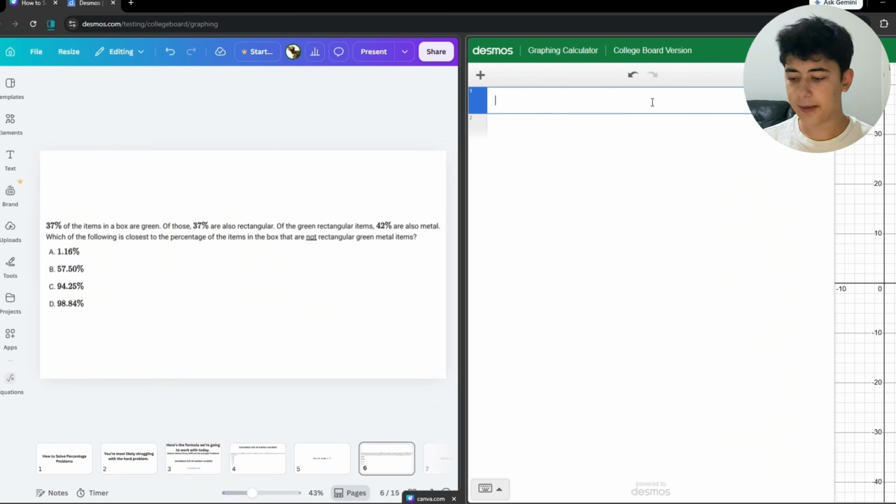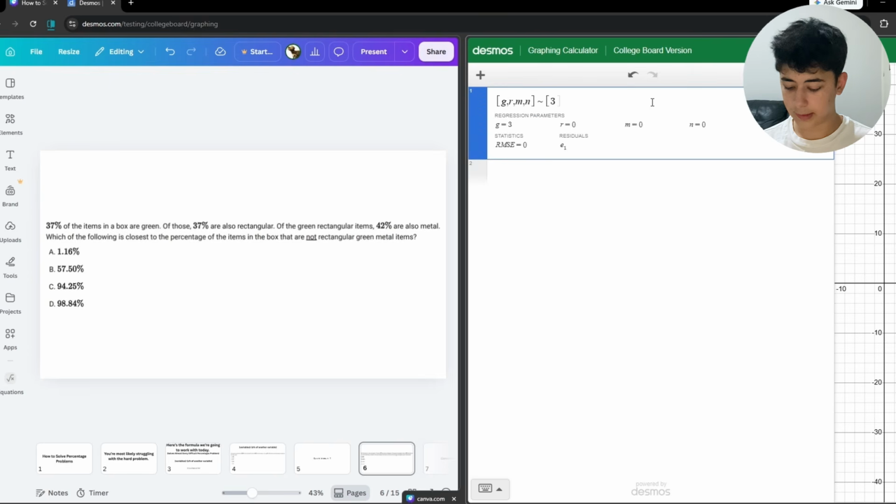It's going to be the same as the last problem, but here you're going to have to designate your own variables. So for green items, you're going to write G, for rectangular ones R, and for metal ones M. As for non-rectangular green metal items, you're going to use N. And now on the other side of the list, we're going to write 37% of I. We're going to designate all the items in the box as I.